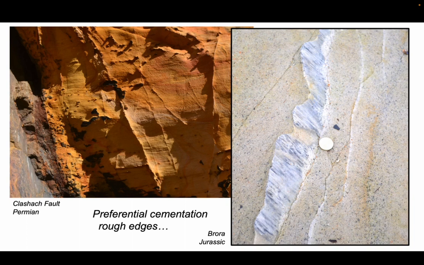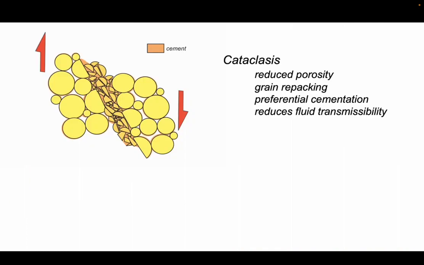bands, are preferentially cemented as well. And this is because quartz cements are preferentially precipitated onto the broken grain edges rather than the original sedimentary grain boundaries. So cataclasis has reduced the porosity by grain size reduction, the grains have been repacked, and any quartz cementation that occurs is preferentially developed onto the broken edges of the cataclasite. So these little microfaults become zones of preferential cementation, which further reduces the fluid transmissibility.